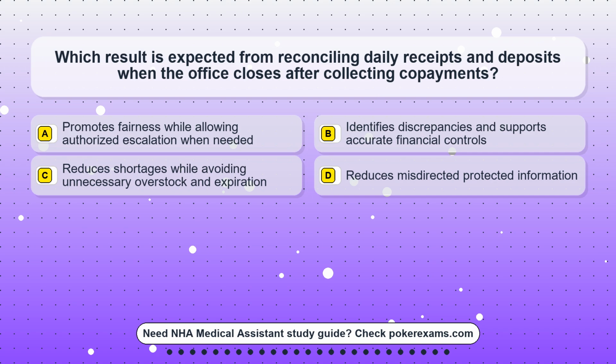Question 10. Which result is expected from reconciling daily receipts and deposits when the office closes after collecting co-payments? Option A. Promotes fairness while allowing authorized escalation when needed. Option B. Identifies discrepancies and supports accurate financial controls. Option C. Reduces shortages while avoiding unnecessary overstock and expiration. Option D. Reduces misdirected protected information.